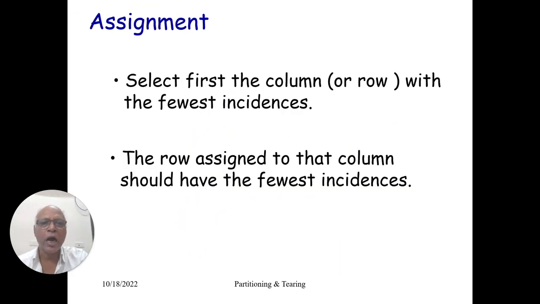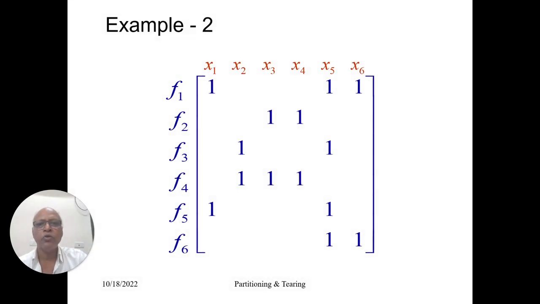Select first the column or row with the fewest number of incidences. If there are several such, you can choose arbitrarily and assign the other row such that it has the minimum number of incidences. So I have assigned x1 to equation 5. Now look at the minimum number of incidences for the remaining variables. Again, x2, x3, x4 and x6 have the same minimum, which is 2. So let me take the case of x2.